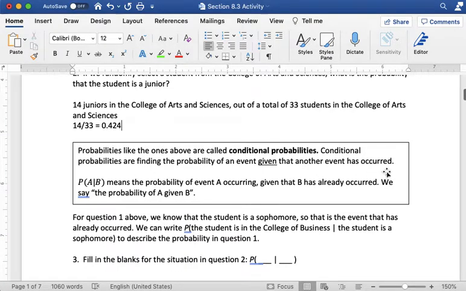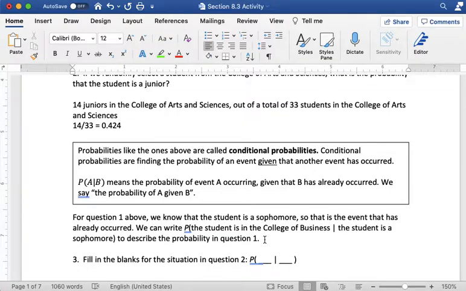So these are called conditional probabilities. Conditional probabilities are finding the probability of an event given that another event has occurred. And we see this word given in these problems a lot. We have this notation for conditional probabilities. It's P, which stands for probability, and then in parentheses we have A, something, and then we have a vertical line that separates it from B, which is something else. So this is the probability of event A occurring, given that event B has already occurred. And so we say the probability of A given B.